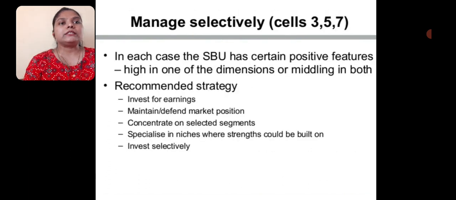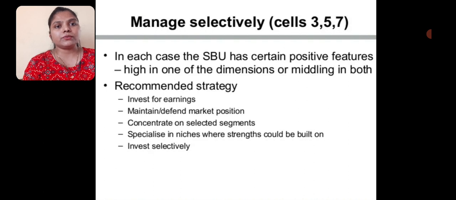Then cells 3, 5 and 7 for manage selectively. In each case, the SBU has certain positive features, high in one of the dimensions or middling in both. Recommended strategies for cells 3, 5 and 7: invest for earning, maintain and defend market position, concentrate on selected segments, specialize in niches where strength could be built on, invest selectively.